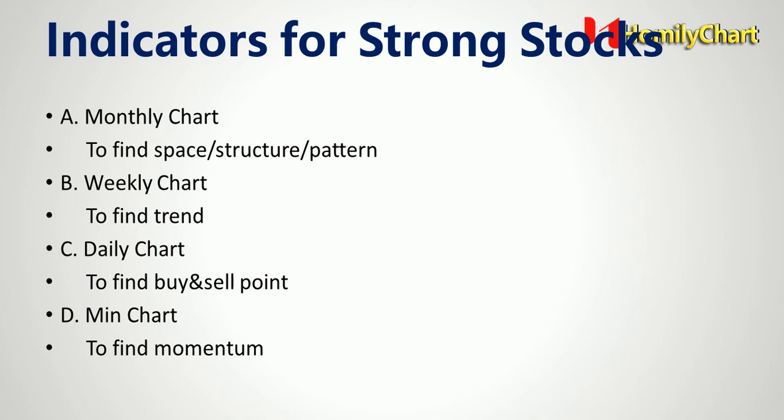So if you want to judge the buy and sell point, you should see the weekly and daily chart. But if you want to judge the trend, you should see the weekly chart. If you want to find some rising space and the pattern, you should see the monthly chart. But if you want to find some momentum, you should see the mini chart. Okay? So these are indicators for strong stocks. If you want to know why you should see the monthly chart, mini chart, daily chart or weekly chart, you can decide according to these factors, okay?